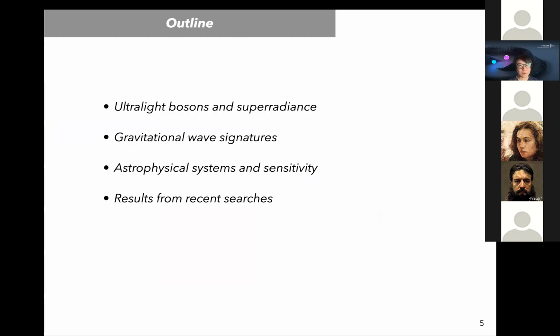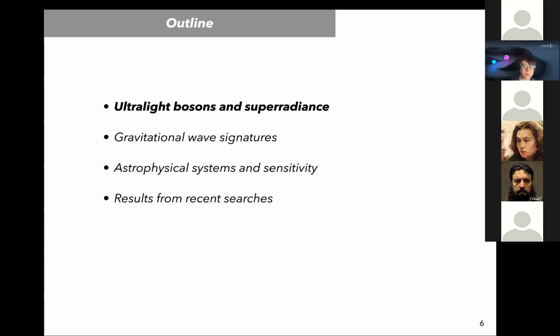So I'll mainly divide the talk into 4 parts. So I start with an introduction of the background, the ultralight bosons, the superradiance effect, and then some signatures of gravitational waves emitted by these systems. And then I'll discuss some major categories of the astrophysical systems and how well we can search for these systems and our sensitivity. And in the end, I'll present some major results from a couple of recent searches, especially the latest one carried out in the LIGO Virgo collaboration.